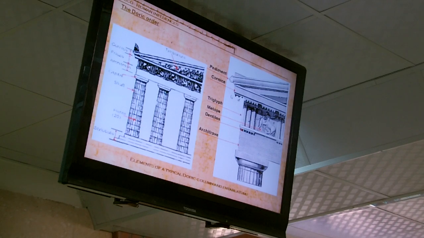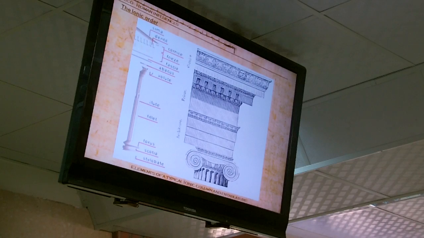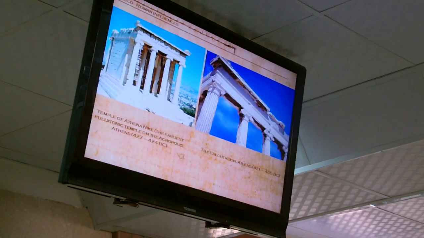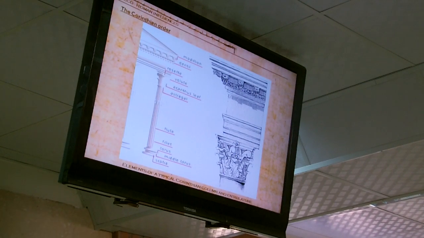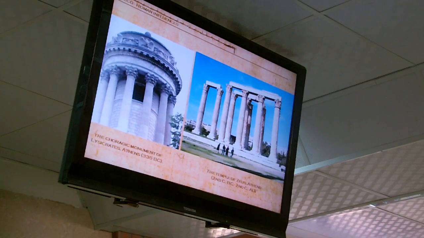This is the Doric column, the most basic of classical architecture. Examples of which can be found in the Temple of Hephaestus and Parthenon. The Ionic order and the examples of it in Athens. Next, the Corinthian order, which is the most elegant, composed of layers of acanthus leaves. Can be found in the Temple of Zeus as well as the Church monument.